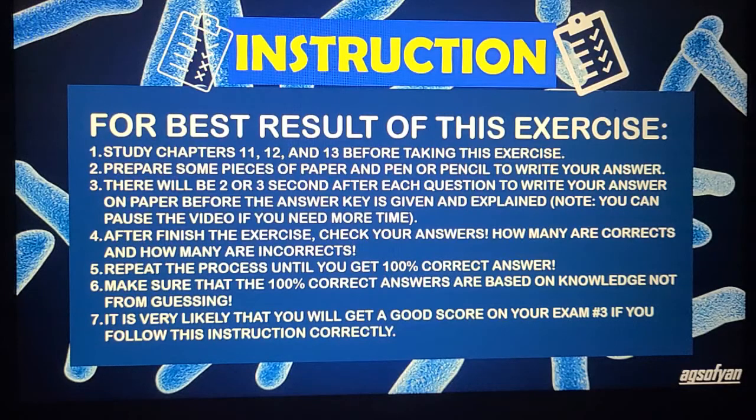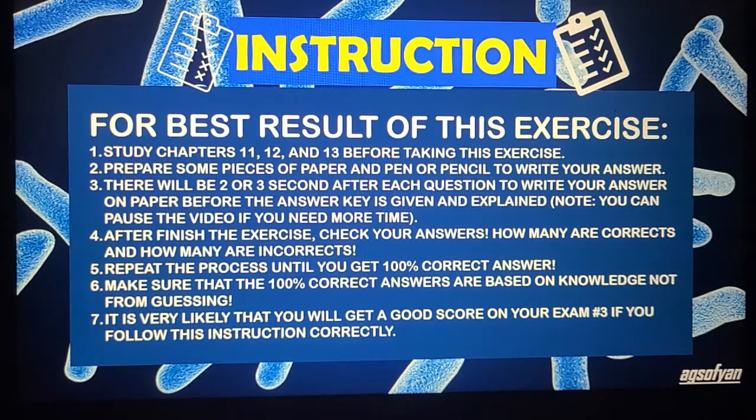First, study chapters 11, 12, and 13 before taking this exercise. Second, prepare some pieces of paper and pen or pencil to write your answer. Third, there will be 2 or 3 seconds after each question to write your answer on paper before the answer key is given and explained. Note, you can always pause the video if you need more time.